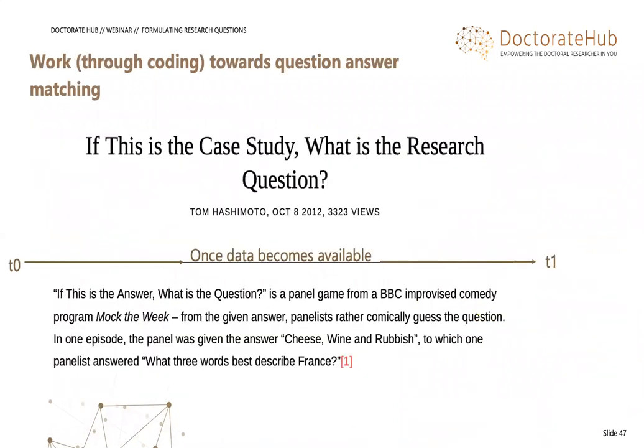And coming back to the timelines that we have shown earlier, if you look at this example, if this is a case study, what is the research question? If this is the answer, what is the question? It is a panel game from a BBC improvised comedy program, Mock the Week. From the given answer, panelists rather comically guess the question. In one episode, the panel was given the answer, cheese, wine, and rubbish, to which one panelist answered, what 3 words best describe France? Right, we had said earlier, is it the question or is it the answer?